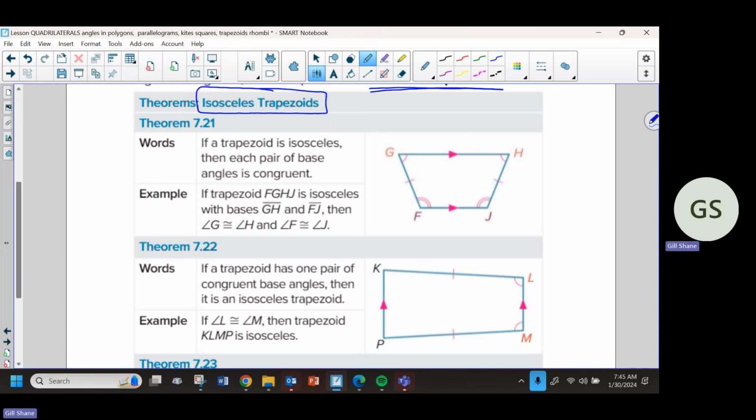What did we say? Where did I leave off? Tarvis, you came in late. Jamarcus, what are the base angles? What did I say the definition of a base angle is?